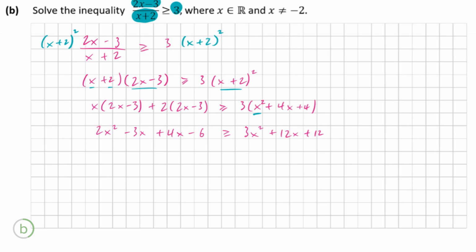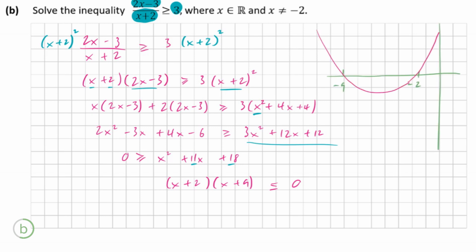So in my opinion, it's easier to just bring everything across to this side of the equation. So minus 2x squared plus 3x minus 4x plus 6 across. And we're left with this nice quadratic, x squared plus 11x plus 18. So now we just need to look for factors of 18, which add up to 11. And of course, those are 9 and 2. So we can now factorize our quadratic. And we're left with x plus 2, all multiplied by x plus 9, is less than or equal to 0.